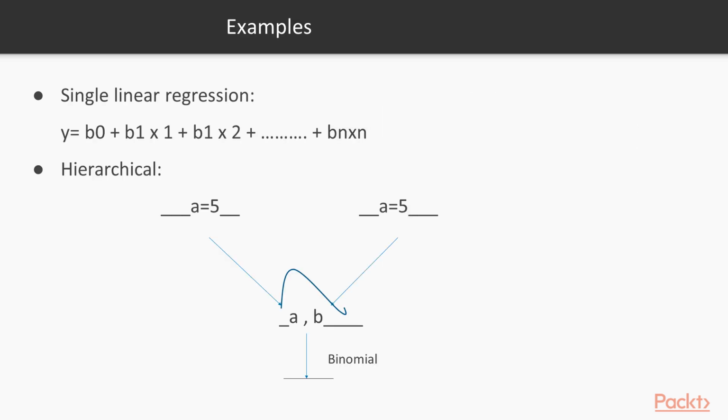Here you can see examples of multiparametric models. In the first, you can see single linear regression, where various parameters are used here, like y, b0, x1, x2 till xn. So there are various variables and various parameters available here. So this is a multiparametric model. Similarly, hierarchical regression is also available here, in which you can see various kinds of parameters are used, binomial, a, b, and their values. So these are examples of multiparametric models.